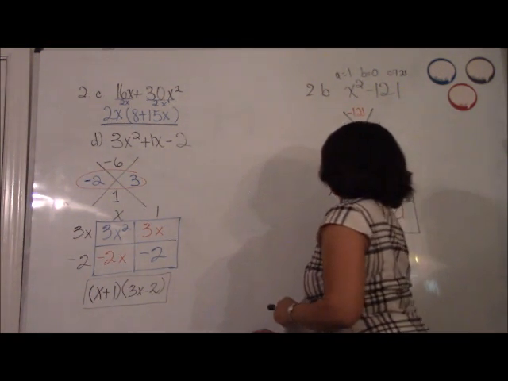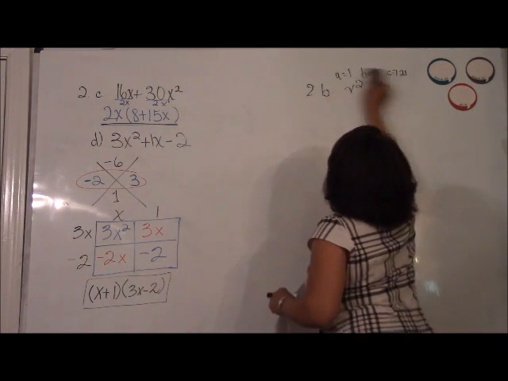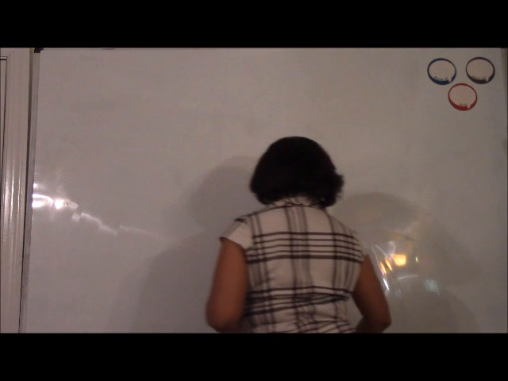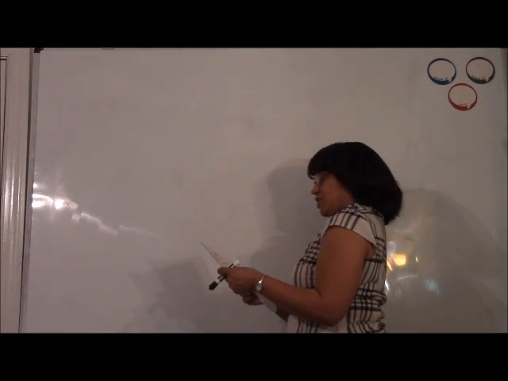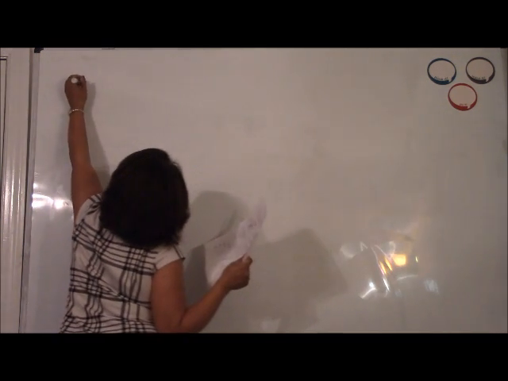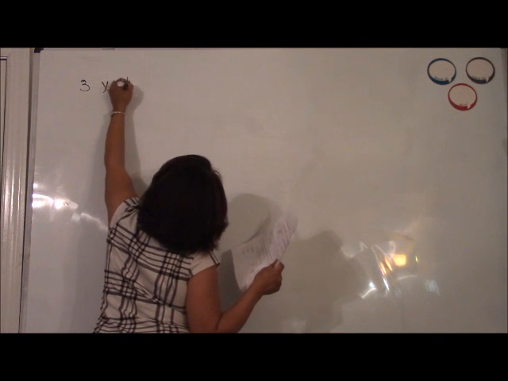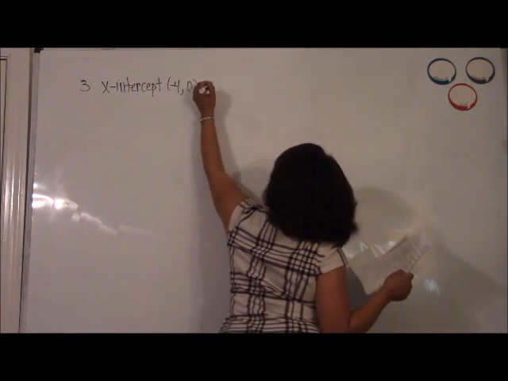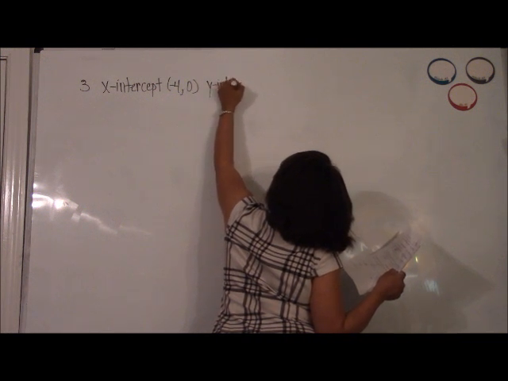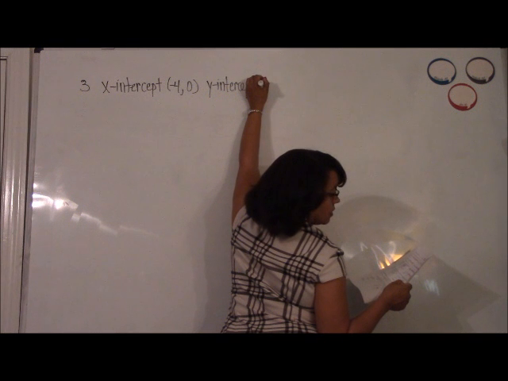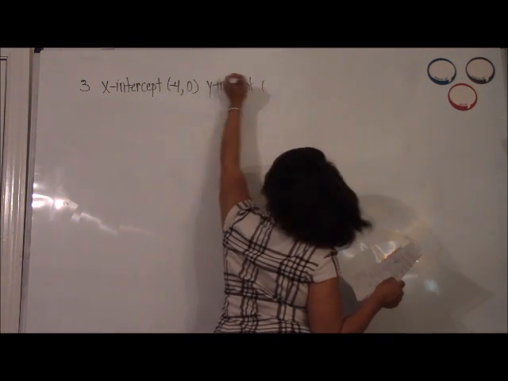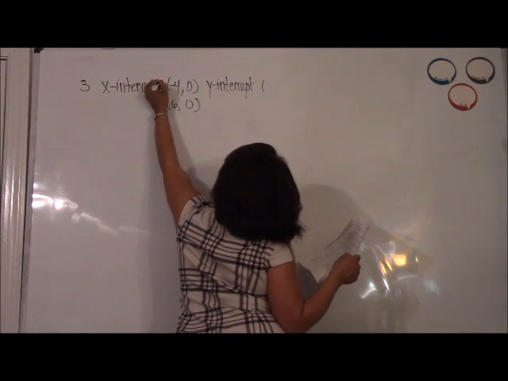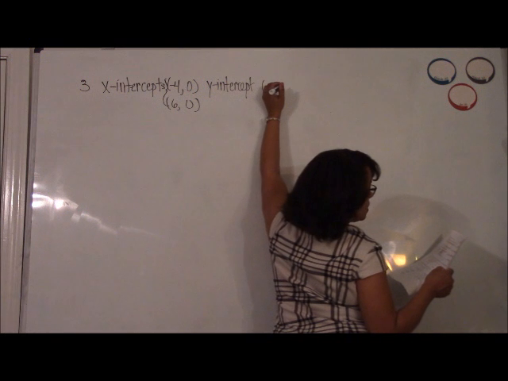Let's move to number 3. For number 3, we want to write a rule for a quadratic function with a graph that has x-intercepts of negative 4, 0, and 6, 0, so those are x-intercepts, and we have a y-intercept of 0, 12.